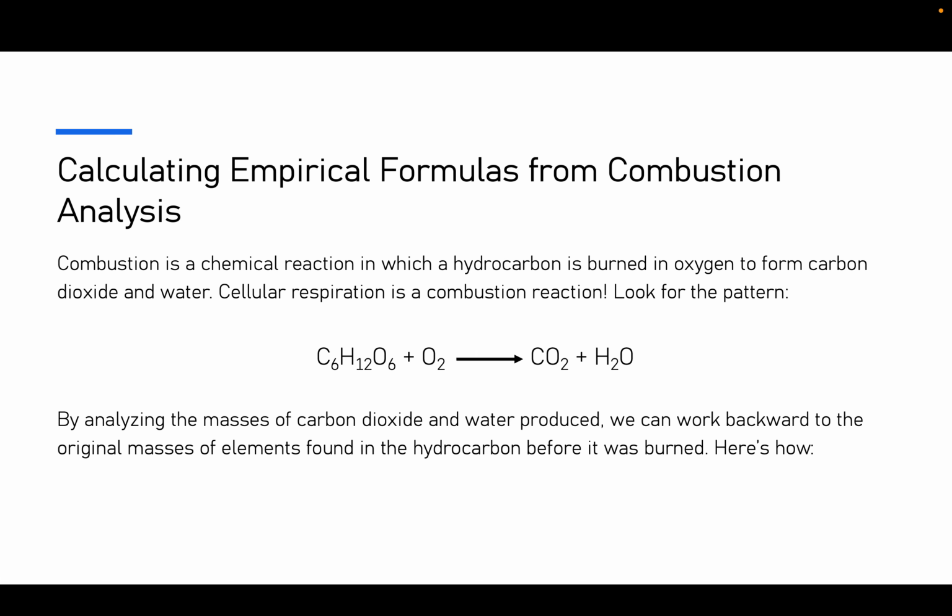You may feel like this is sort of familiar. This is the cellular respiration reaction, which is actually a stepwise combustion reaction. And that's what we're looking at. So we're going to be really looking at this carbon dioxide and water on the product side, and then working backwards to figure out what was going on with that hydrocarbon. That would be like our mystery, even though we see it here.